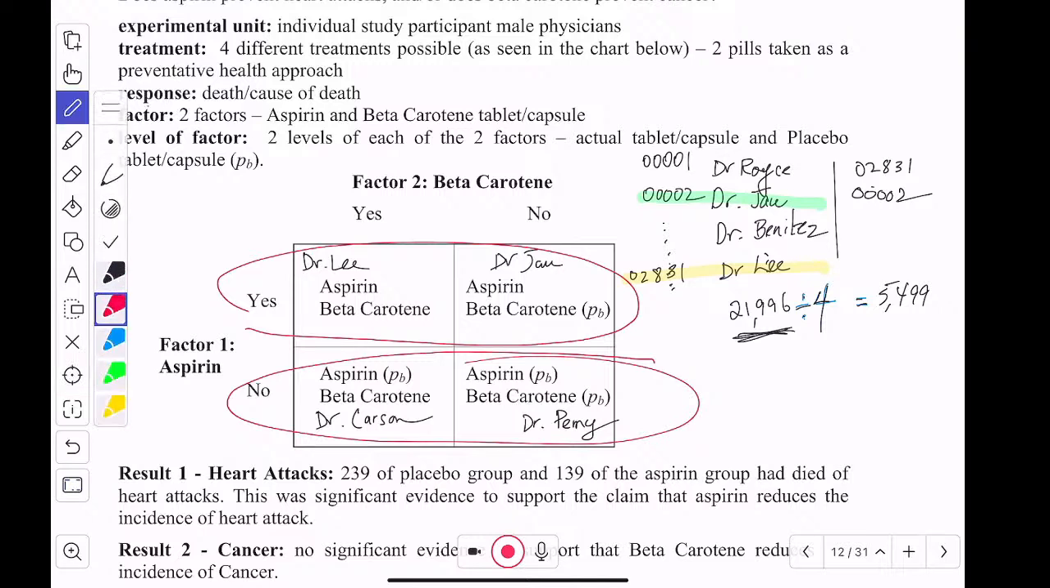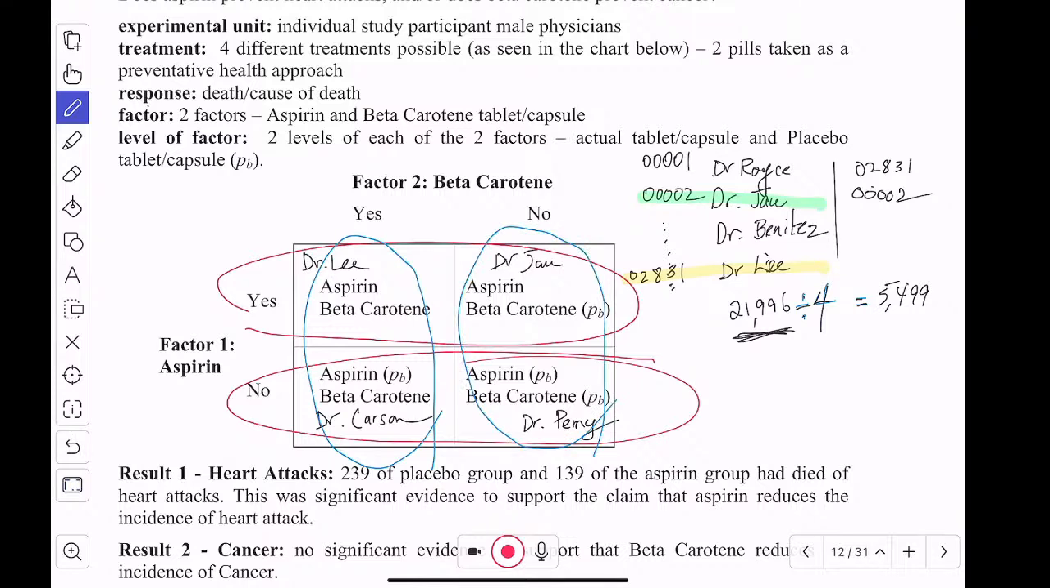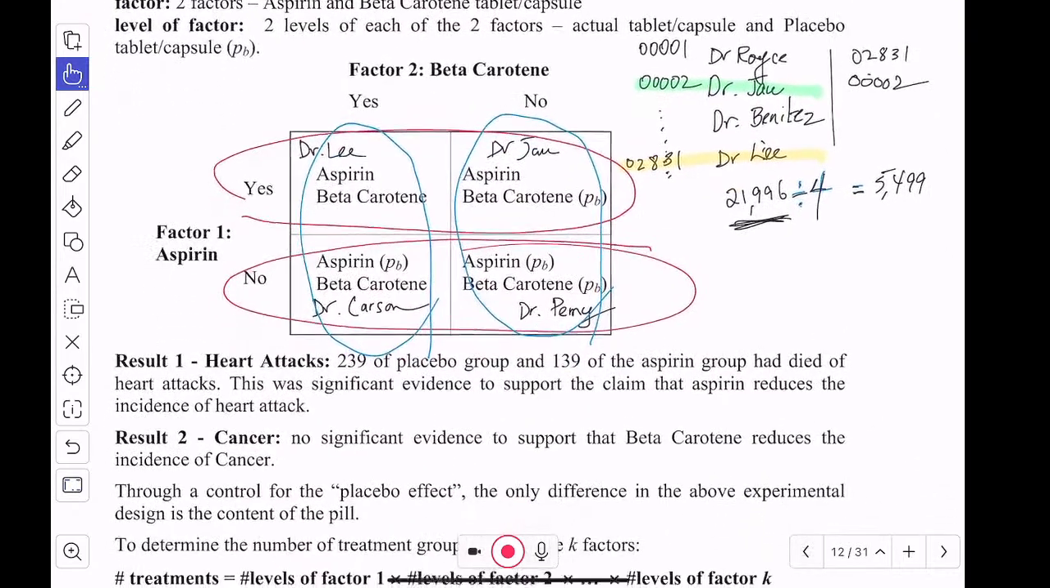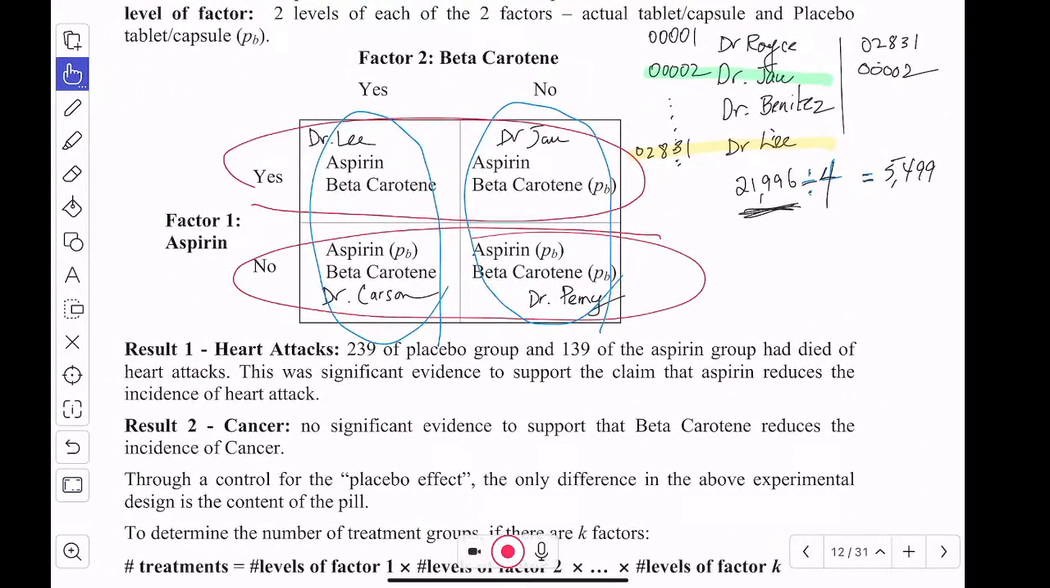Similarly, the people who took beta-carotene and died from cancer are compared to those who took the placebo and died from cancer. And in this case, they didn't find a difference. And so they concluded that there was no evidence to say that taking beta-carotene as a supplement reduces the risk of cancer death. Okay, questions?